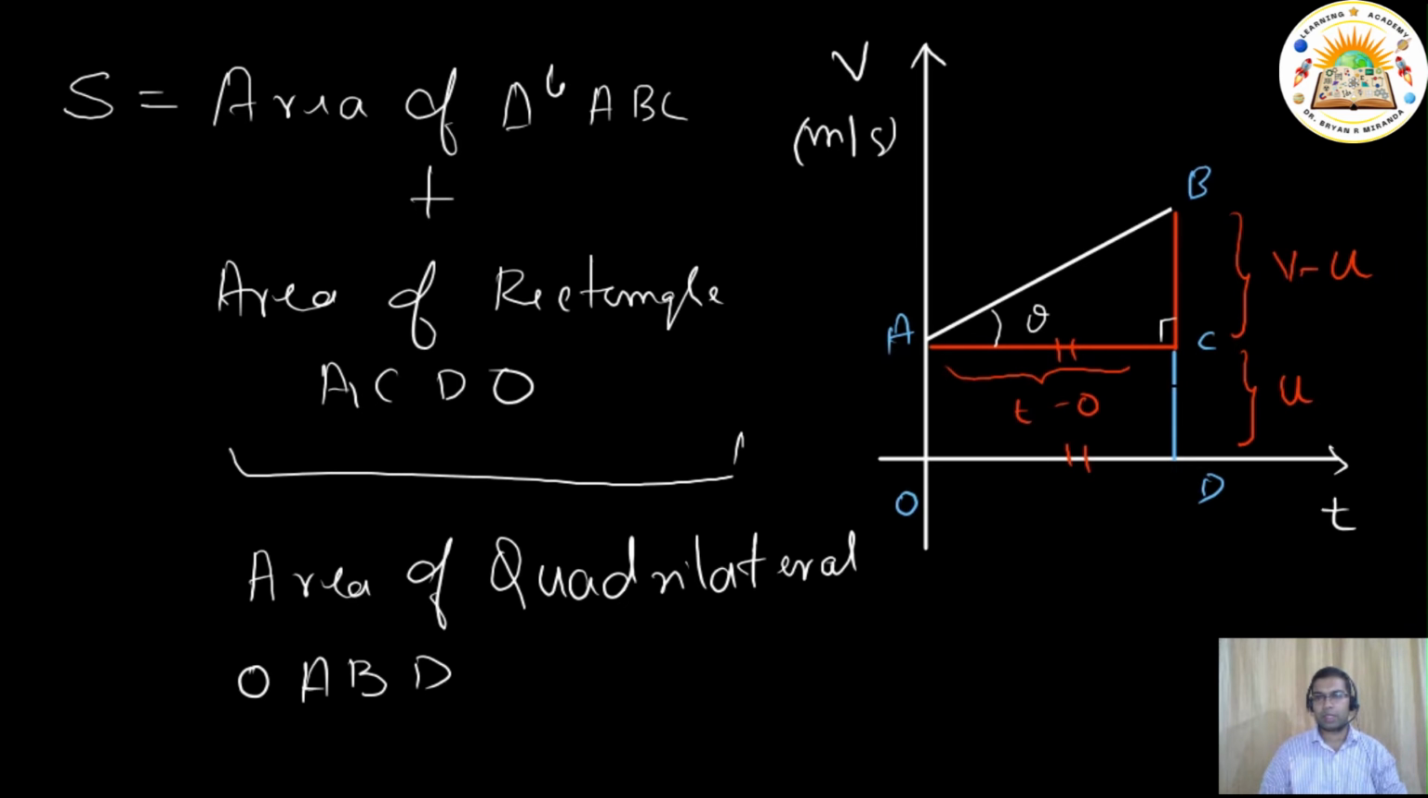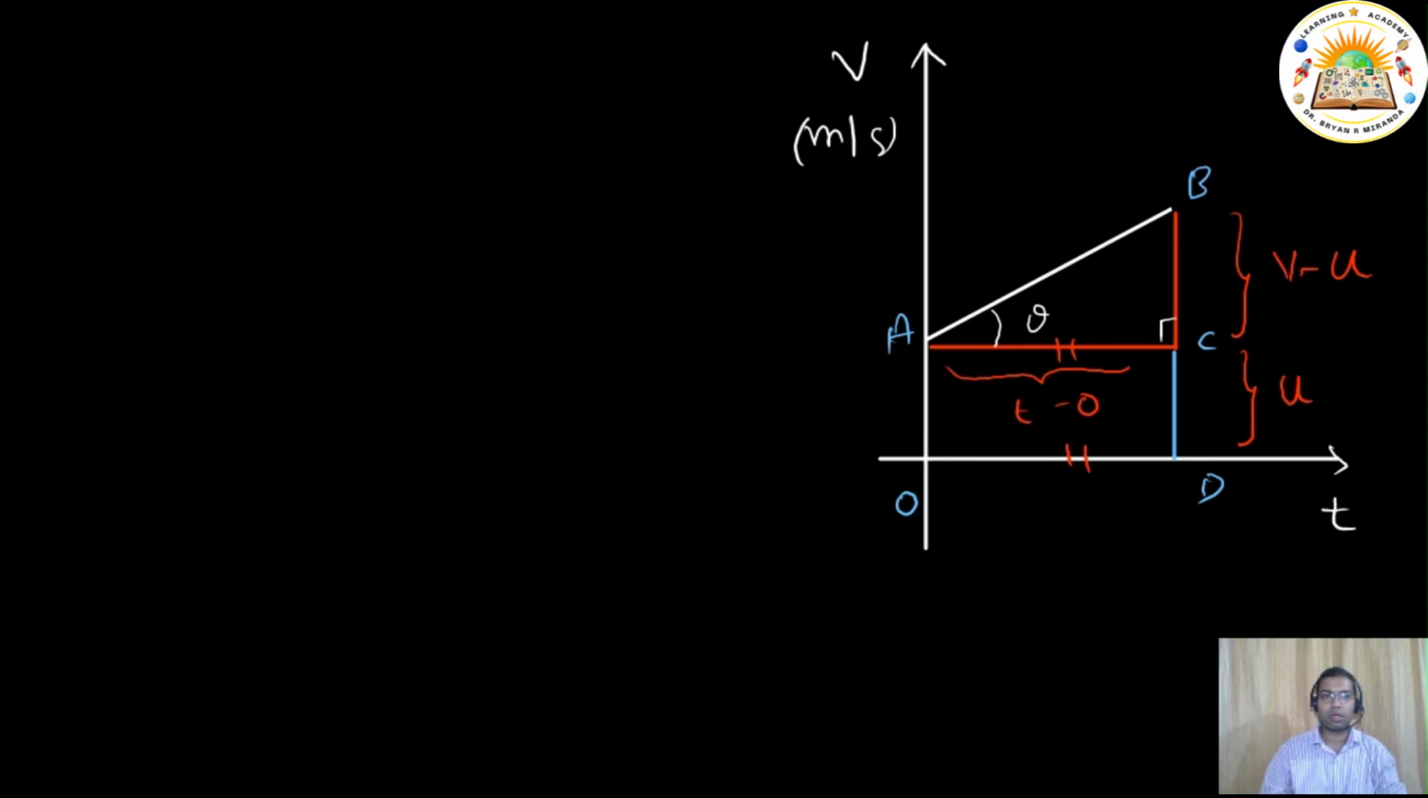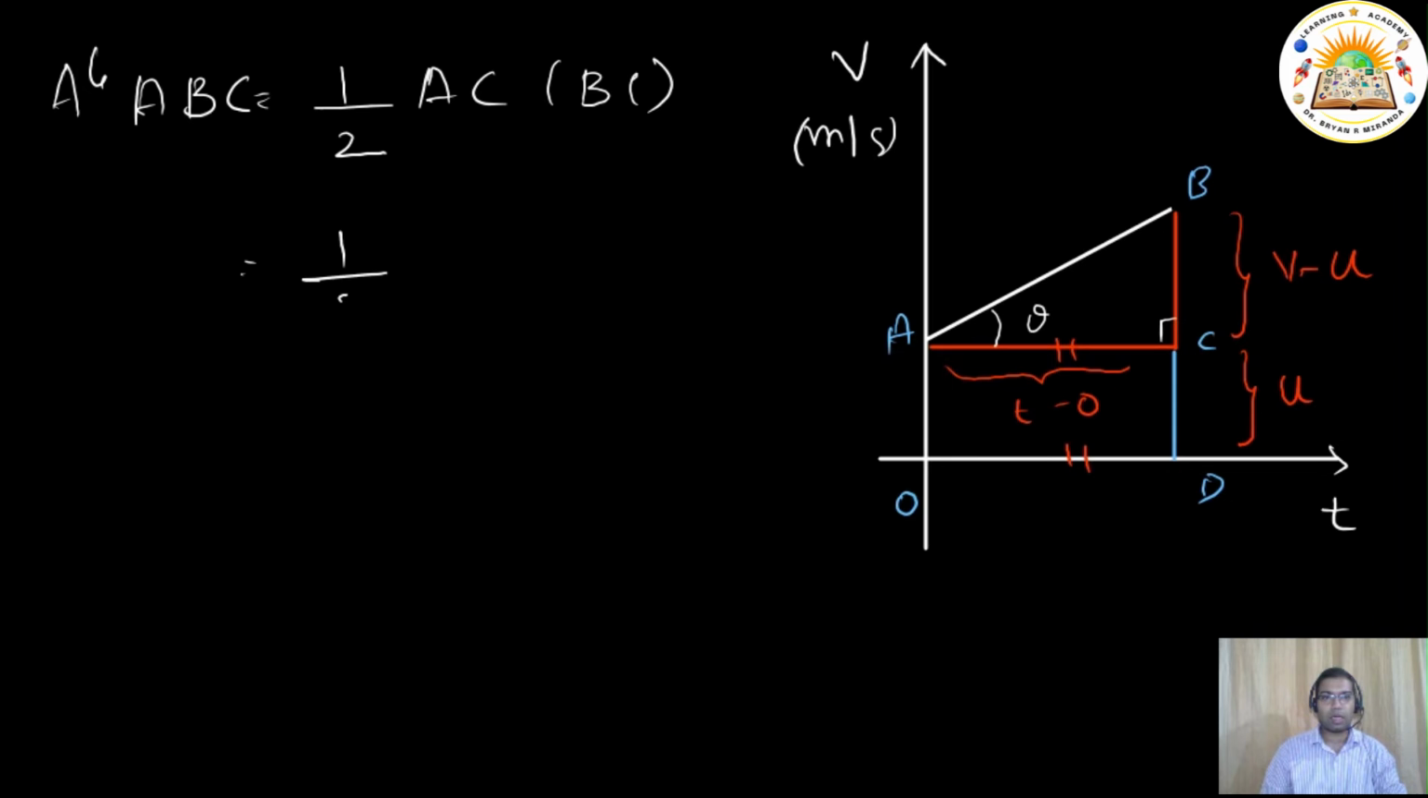Now since I've already drawn it in this particular fashion, I've just simply written it as the areas of a triangle and a rectangle. But you can write it as the area of the quadrilateral and apply that formula also. You will arrive at the same value. So let us have a look. The area of the triangle ABC is nothing but half, base is AC, height is BC. So I will get this as half into AC, which is T, into BC, which is V minus U.